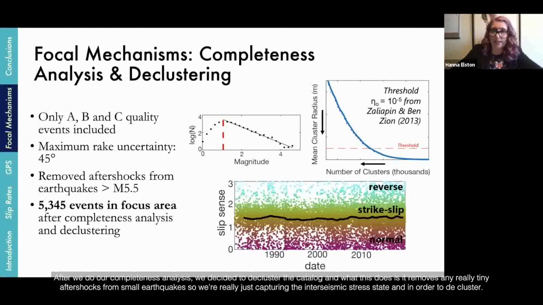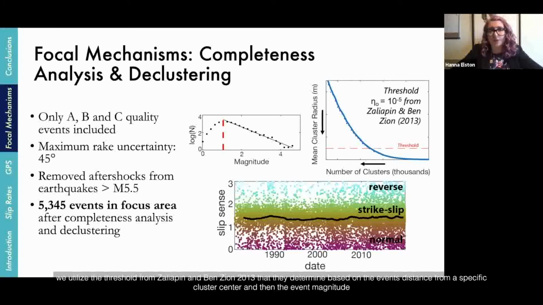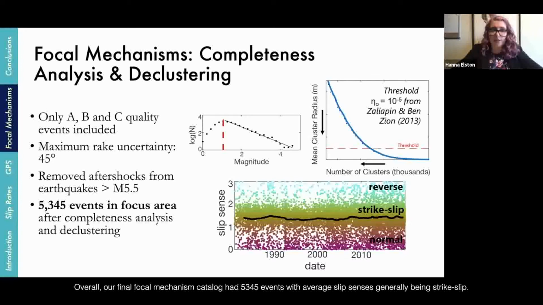After we did our completeness analysis, we decided to decluster the catalog. This removes any really tiny aftershocks from small earthquakes, so we're really just capturing the interseismic stress state. In order to decluster, we utilized the threshold from Zaliapan and Ben-Zion 2013, which they determined based on the event's distance from a specific cluster center and the event magnitude. Overall, our final focal mechanism catalog had 5,345 events, with average slip senses generally being strike slip.